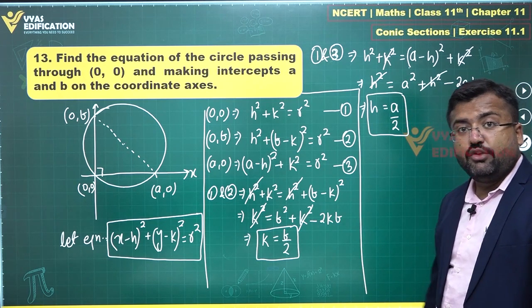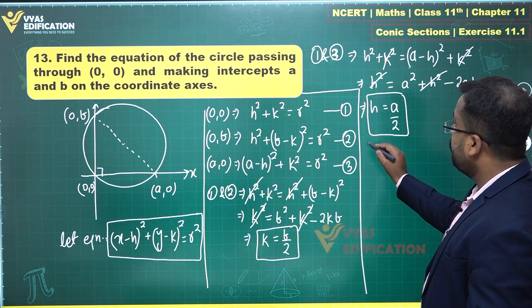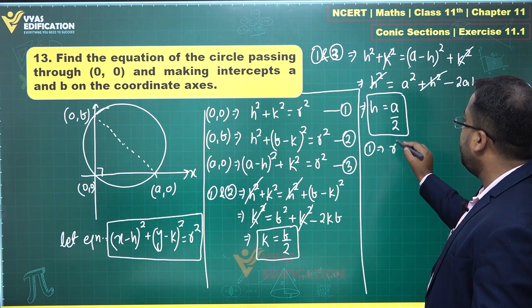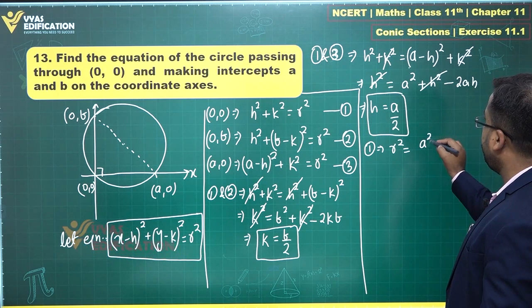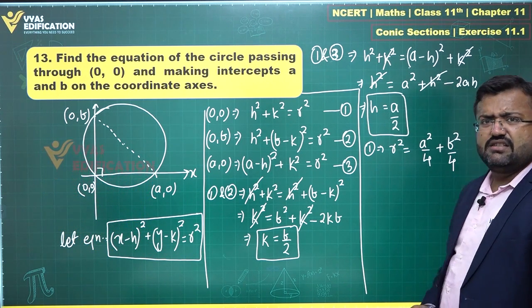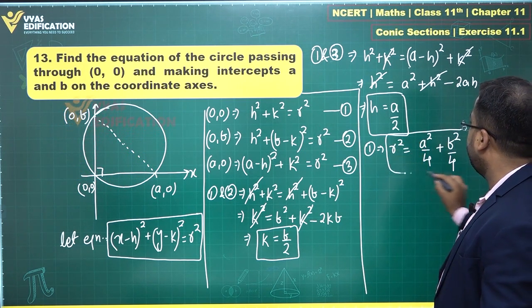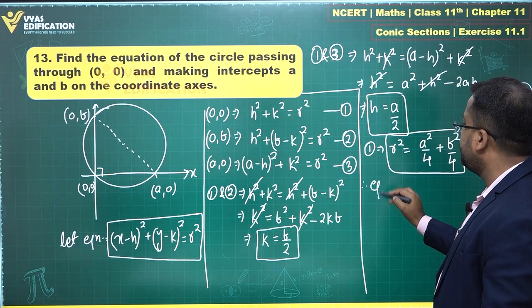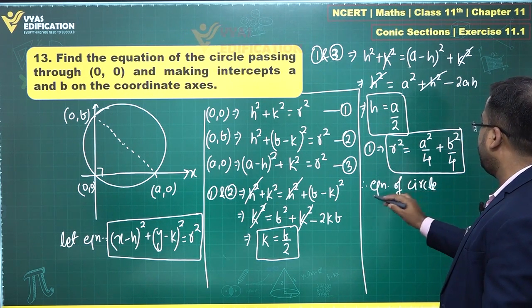k is already b by 2, h has been found, and what else? Therefore, using equation 1, I can also find r square, which is equal to a square upon 4 plus b square upon 4. Is that simple? Yes, that's pretty simple. You can observe that h square plus k square is the value of r square. Therefore, equation of circle. Oh, we found the equation of circle using diametric form as well.